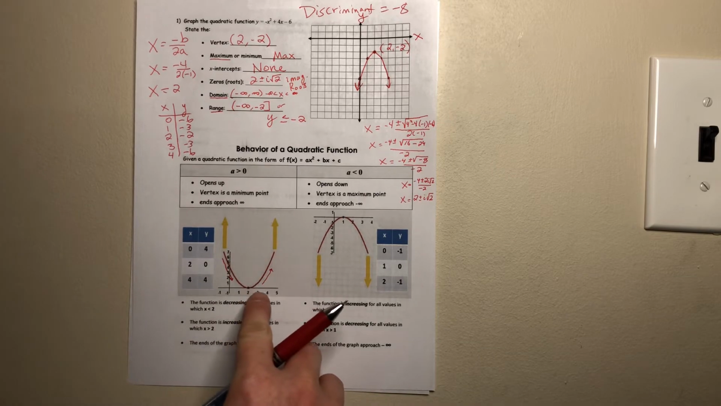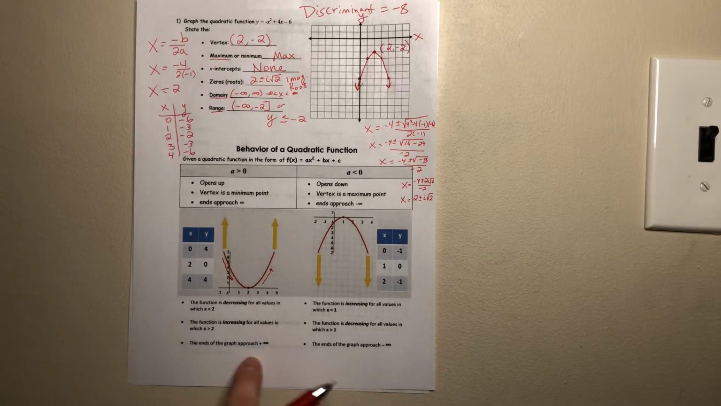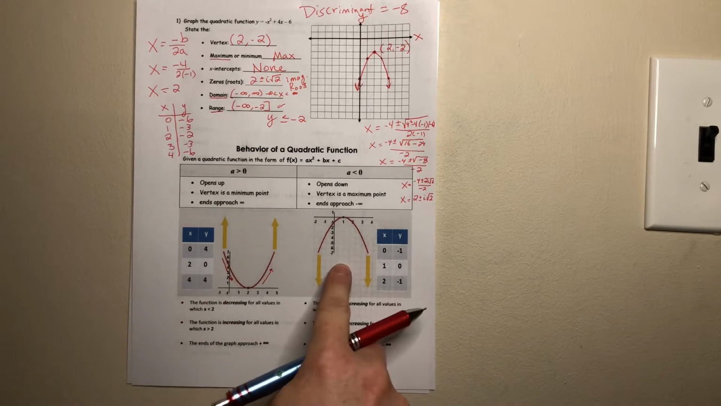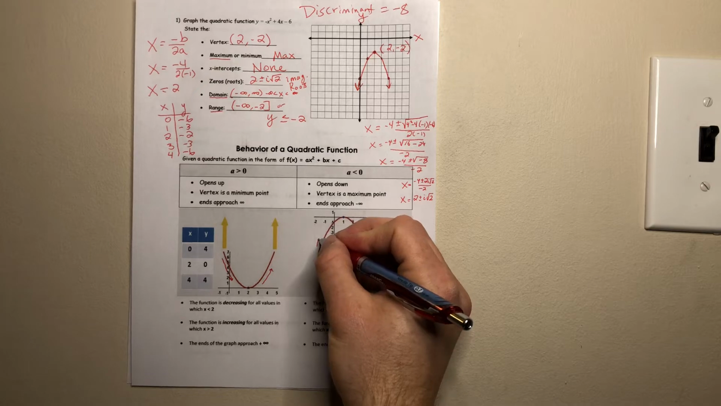Because as the x values get larger, the y values are going to get bigger. And the ends, on both ends, they both approach infinity. So it's decreasing, then increasing. Now this one's going to be the opposite. As x gets bigger, y actually gets bigger.